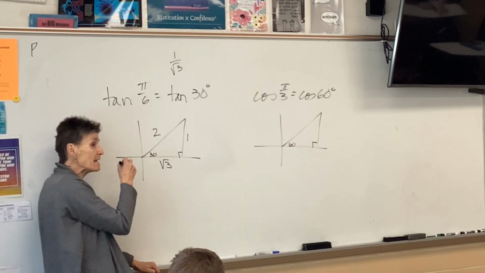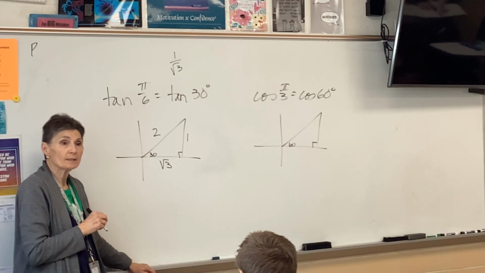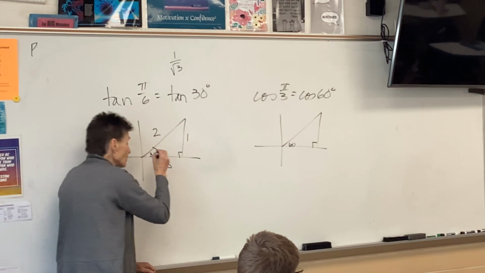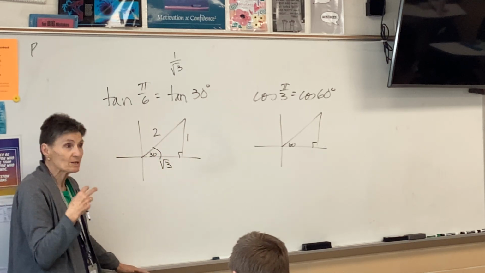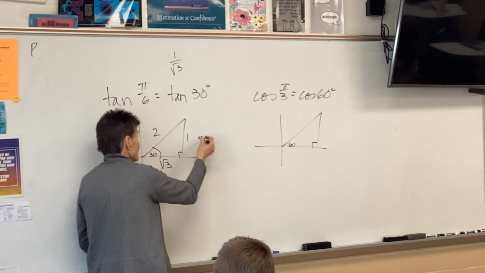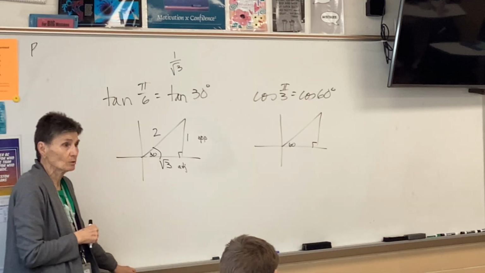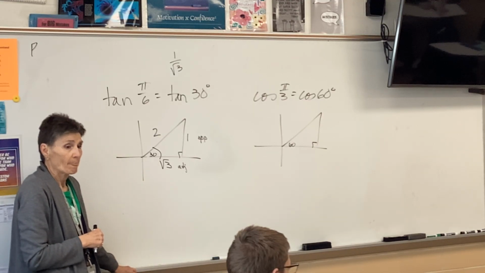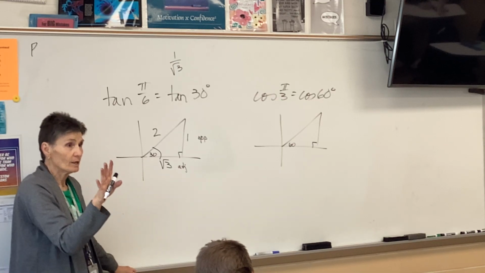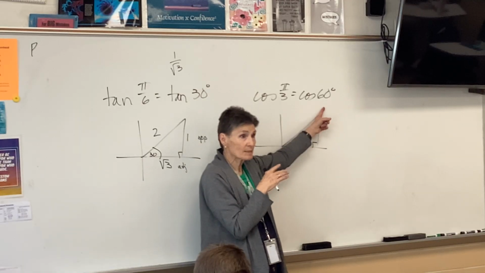Now, tangent. If you think about SOH CAH TOA, tangent is opposite over adjacent. Your angle is always, hopefully you're drawing it, at the origin. So this is going to be the opposite side, and this is going to be the adjacent side. So 1 over root 3 is absolutely correct. That's what I just did last one. You good?